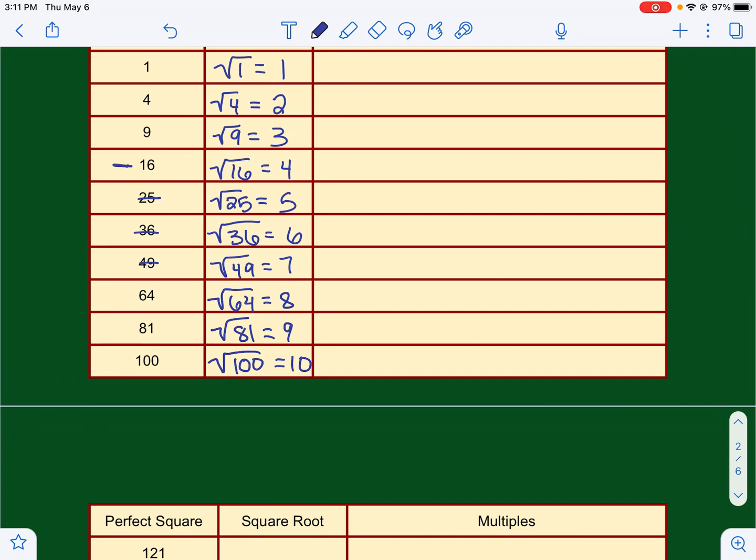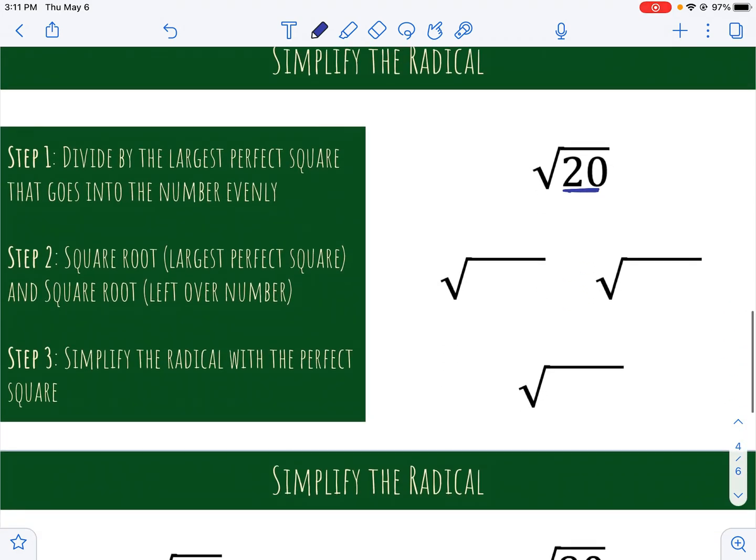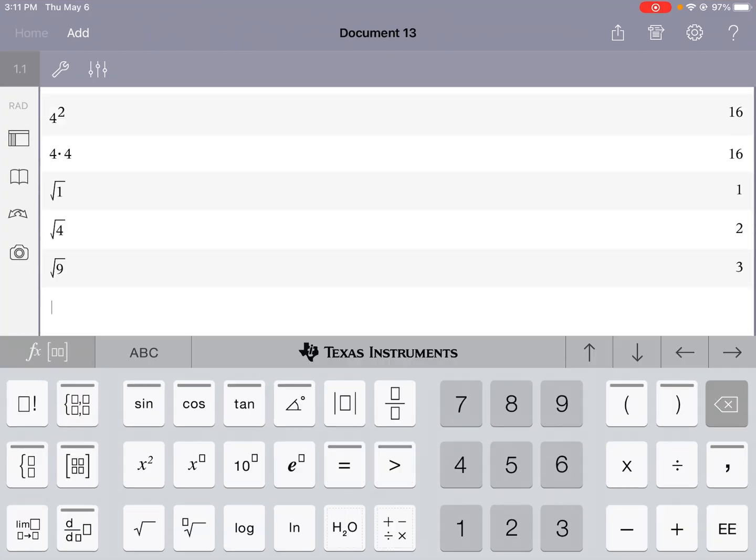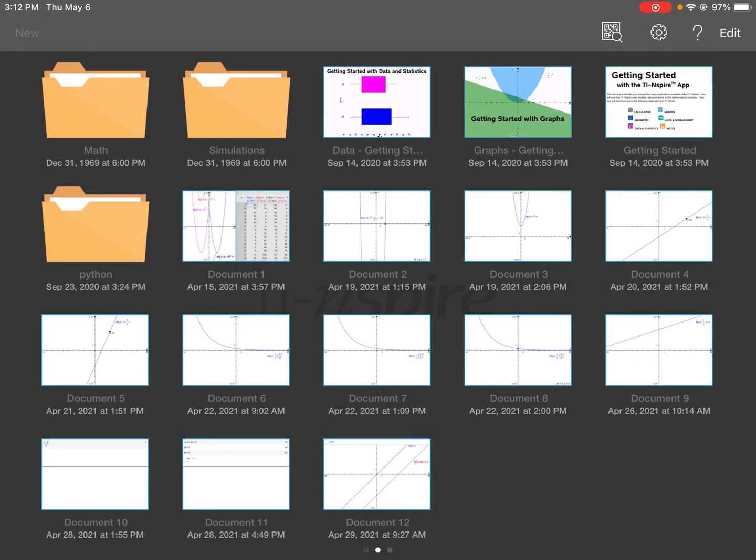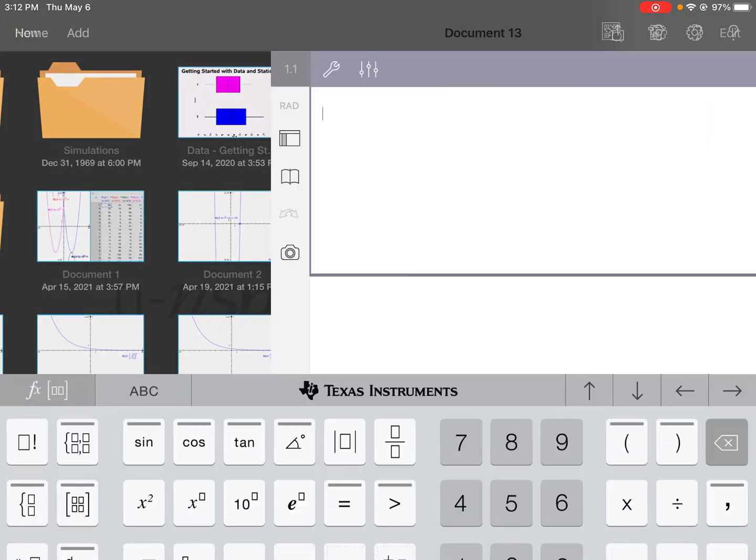What I'm going to do with my calculator is take 20 and divide it by 16. If it divides evenly, then it works, cool. If it doesn't, I move on to the next number, which would be 9, the next perfect square. If it works, cool. If not, I keep moving. So I'm going to go ahead and switch over to the calculator.